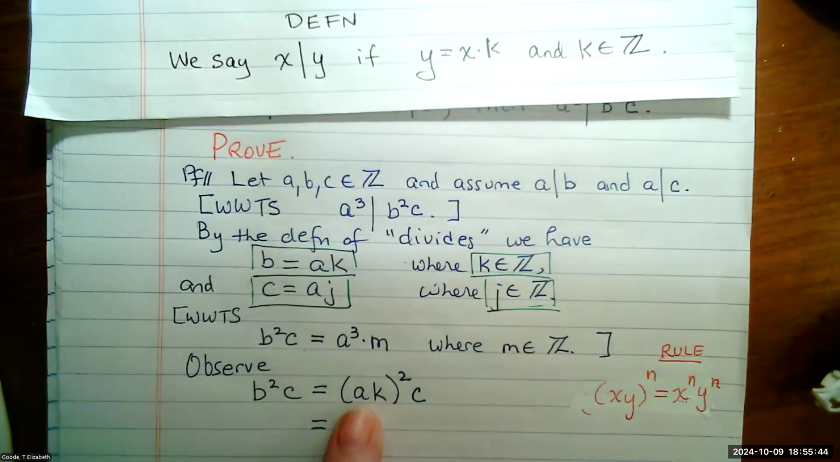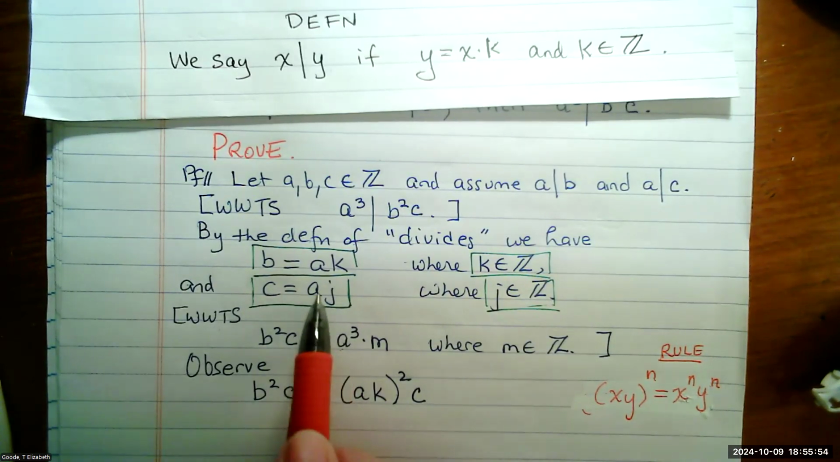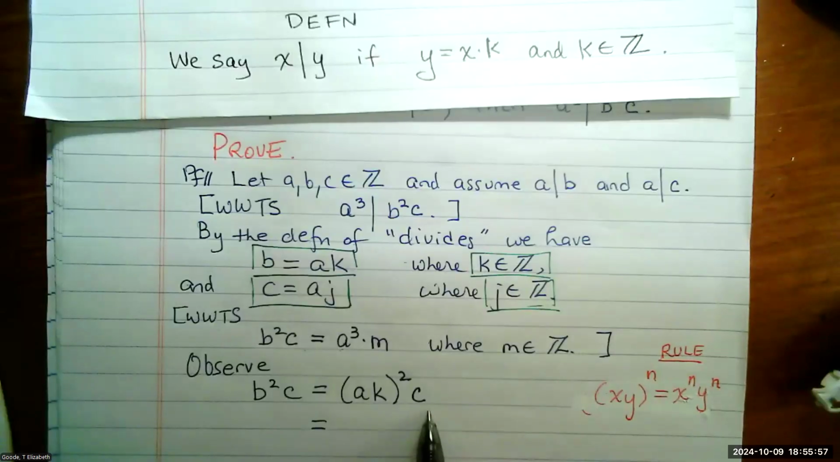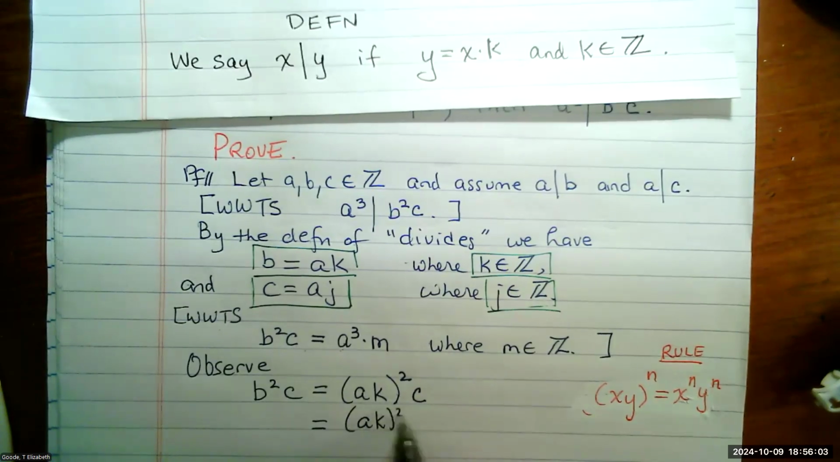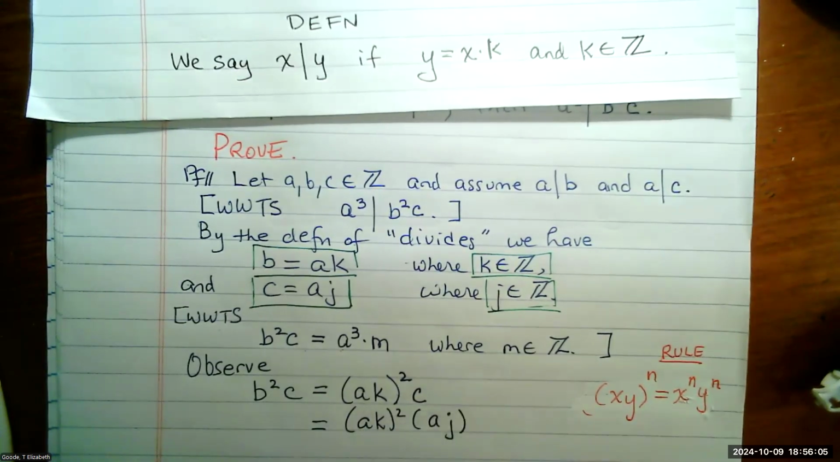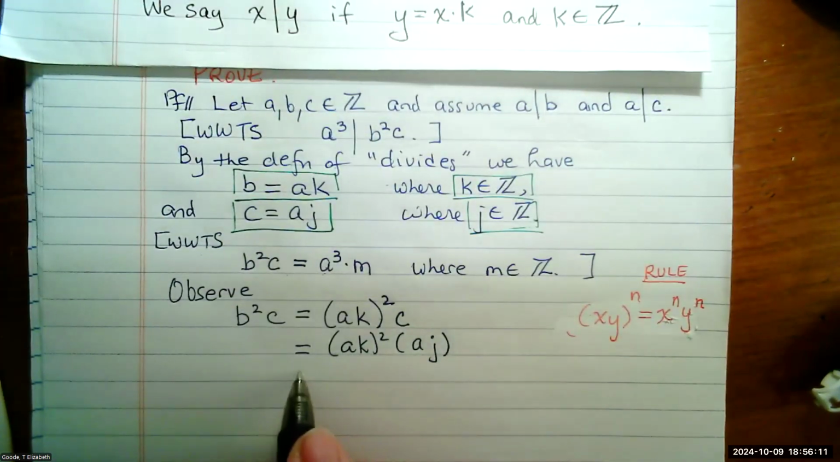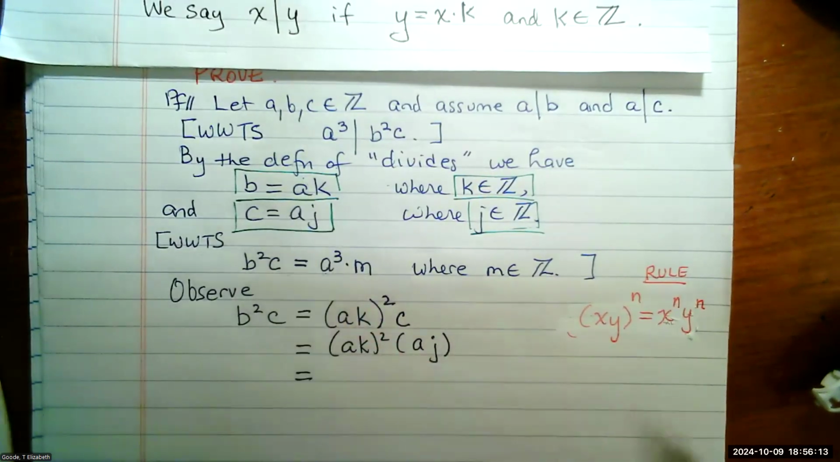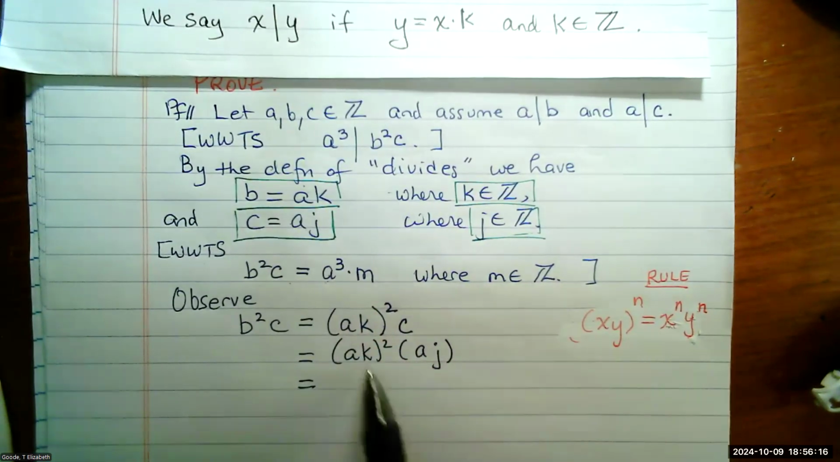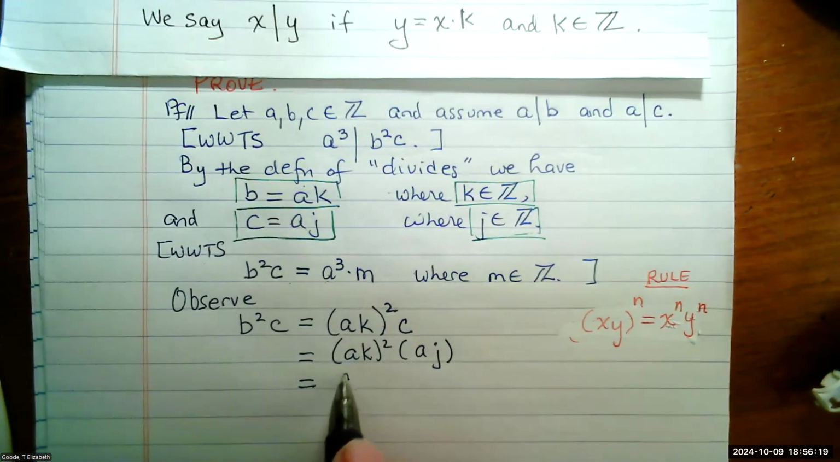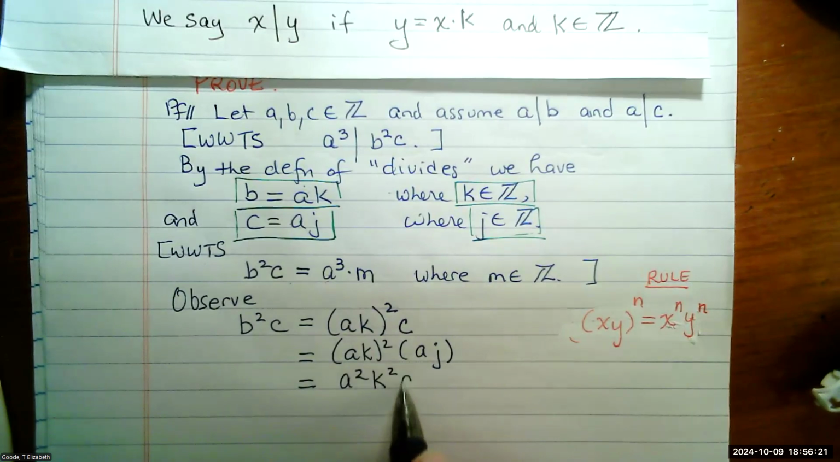So we can see ahead that we're going to get an A squared out of this, but we are going to need an A cubed. So we're one short. We're one factor of A short. And that should remind us, oh, we can still plug in for C because we have an expression for C, namely A times J. And so now we've got enough A's. We've used both of these, okay? So it's not like we can do any more substitution here. So what do we have? We have A squared, K squared, AJ.